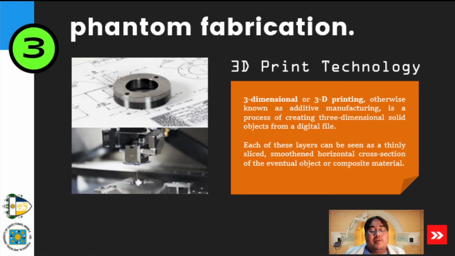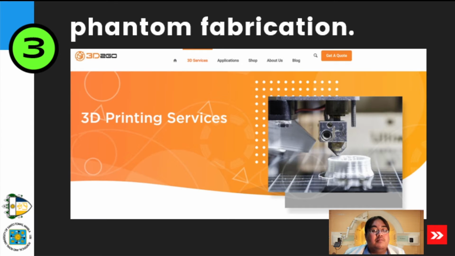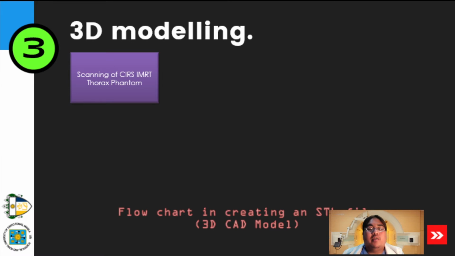Three-dimensional or 3D printing, otherwise known as additive manufacturing, is a process of creating three-dimensional solid objects using a digital file. As previously mentioned, the 3D printing of the material shall be primarily carried out by 3D2Go Philippines. Right, so in order to do such, a 3D model is needed. Here is an example flowchart in creating an STL file.